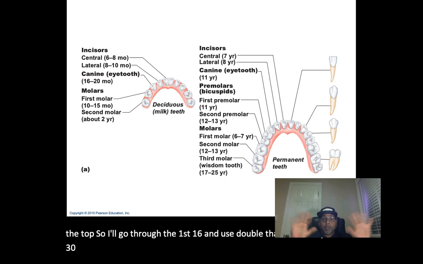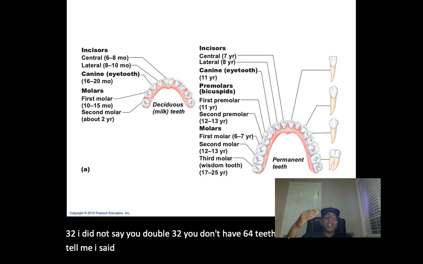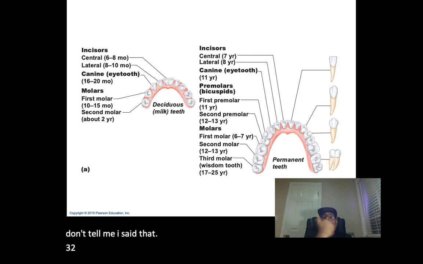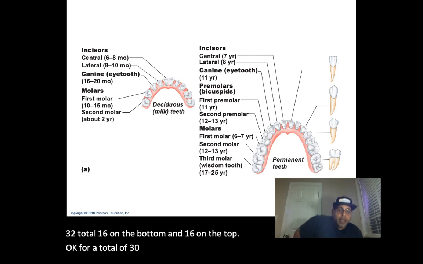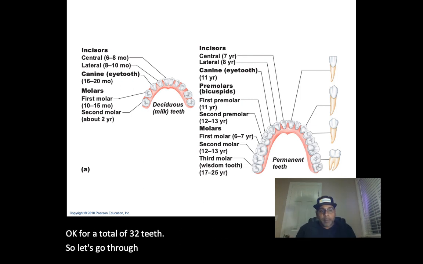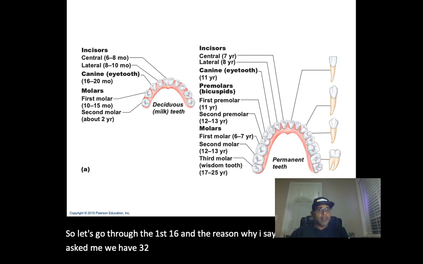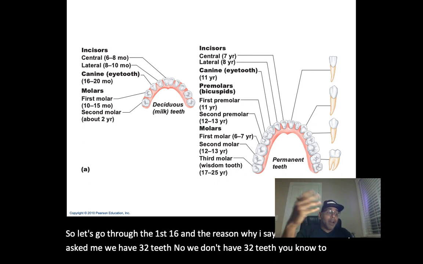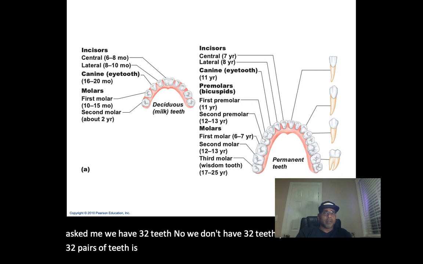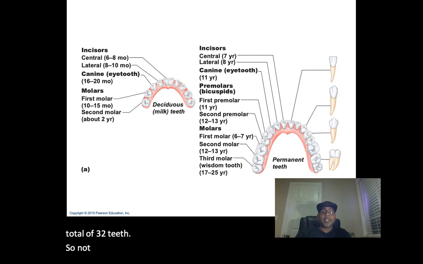I did not say you double 32. You don't have 64 teeth in your mouth. Don't tell me I said that. 32 total. 16 on the bottom and 16 on the top, for a total of 32 teeth. So let's go through the first 16. The reason I say that is because somebody asked me, we have 32 teeth? No, they were asking about a total of 32 pairs of teeth. And I said, well, not 32 pairs of teeth, a total of 32 teeth. So not 32 pairs, 16 pairs, equaling a total of 32 teeth.